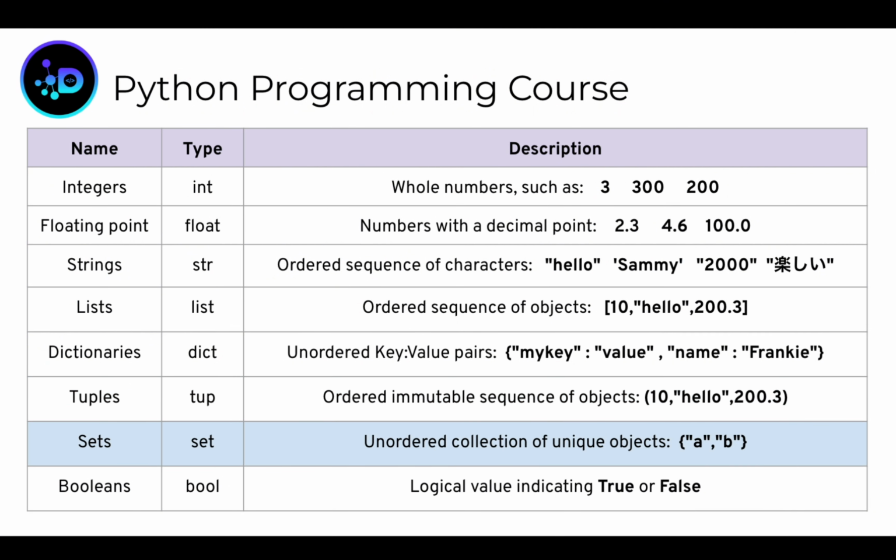Next, we also have sets. Sets are an unordered collection of unique objects, and they're always inside curly braces with just their values inside them.